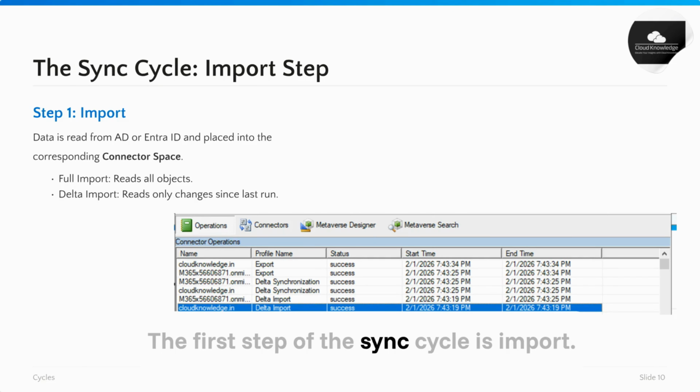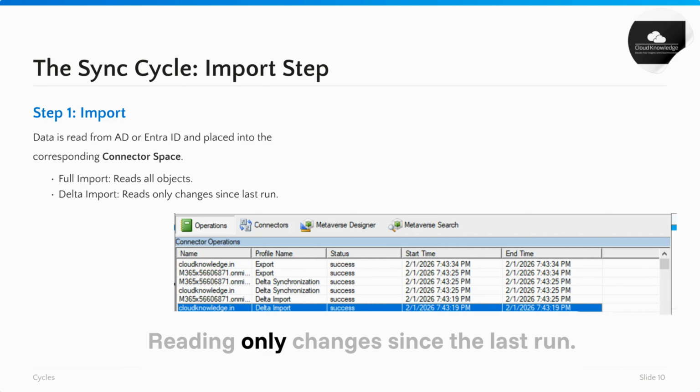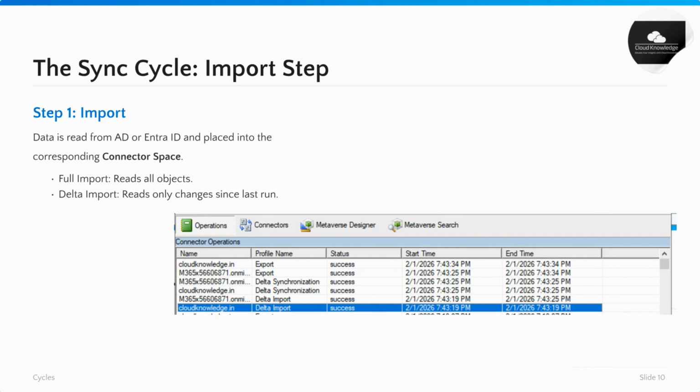The first step of the sync cycle is import. Data is read from AD or Entra ID and placed into the corresponding connector space. Imports can be full, reading all objects, or delta, reading only changes since the last run.